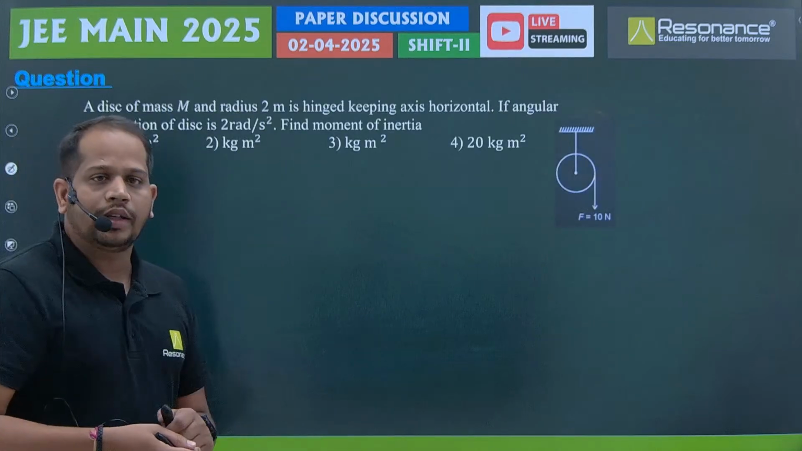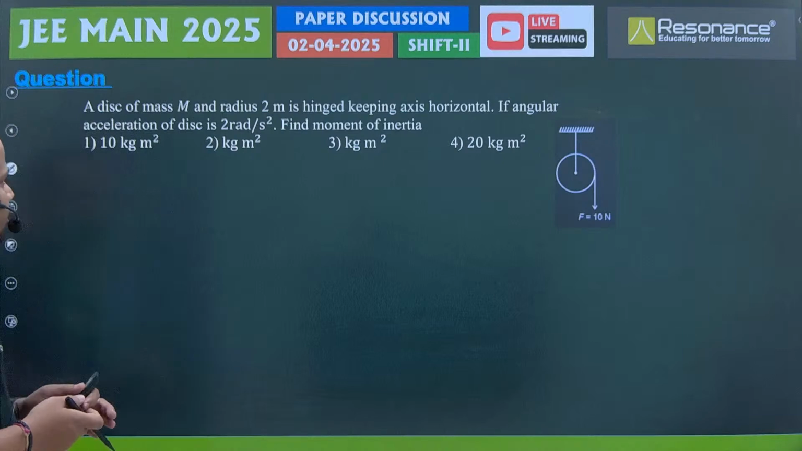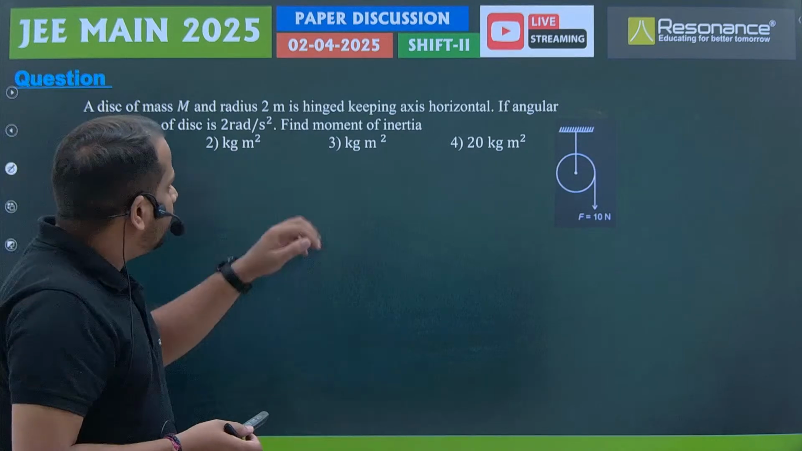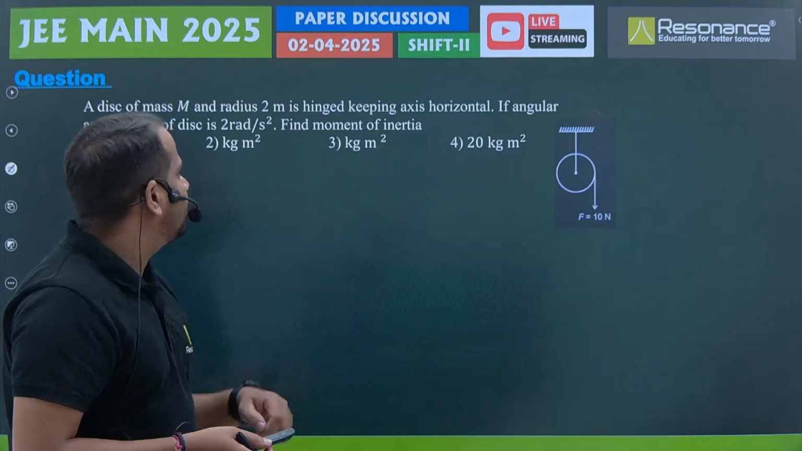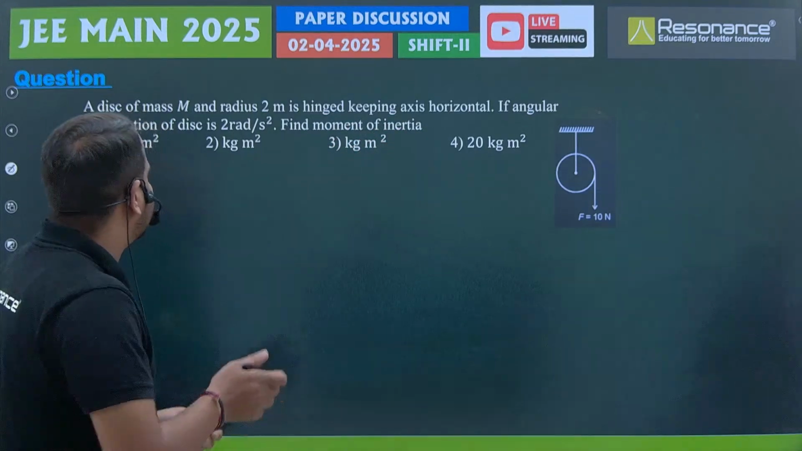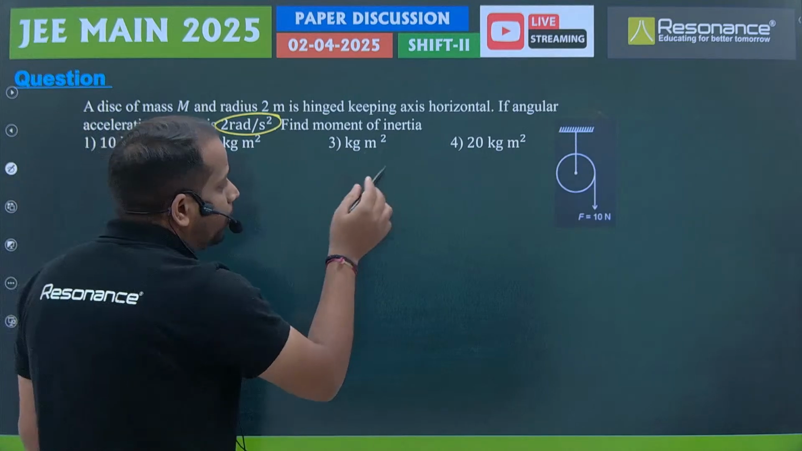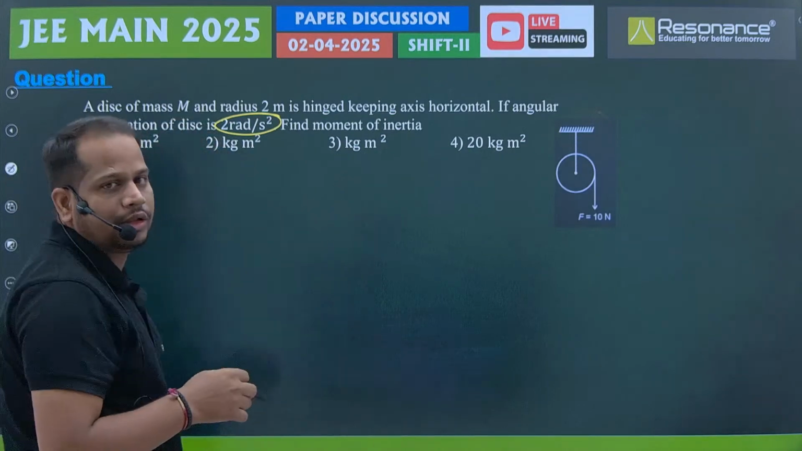Now let's move on to the next one. In this case, a disk of mass m and radius 2 meter is hinged keeping the axis horizontal. If the angular acceleration of the disk is 2 radian per second square, then we have to find the moment of inertia. What is the moment of inertia of this one, right?